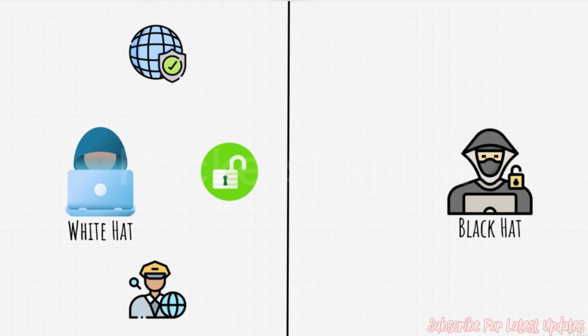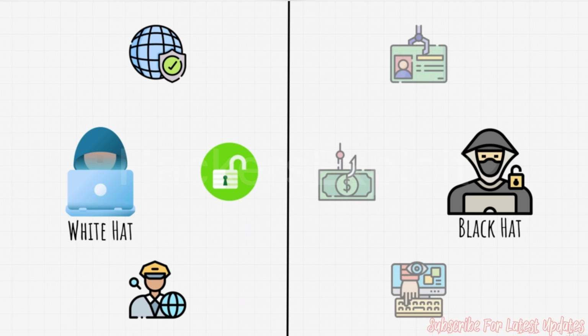We are there to protect. A black hat hacker, on the other hand, is there to perform malicious activity such as stealing your data. They could also try to steal your online money. They could install a virus or a keylogger on your PC and track everything that you do.